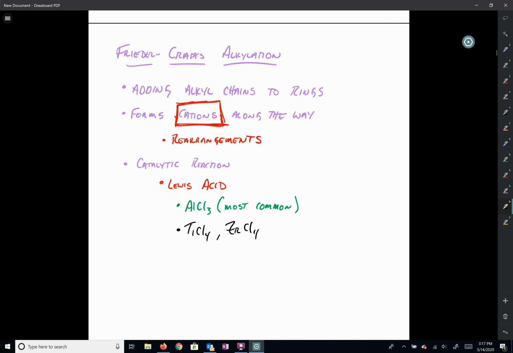Titanium is really, really moisture sensitive, and so it's kind of a pain to use, just practically speaking. It's not that bad. It's not that it catches fire or anything. It's just really sensitive to moisture, and as soon as it gets in contact with any water, it's going to decompose into titanium oxide.